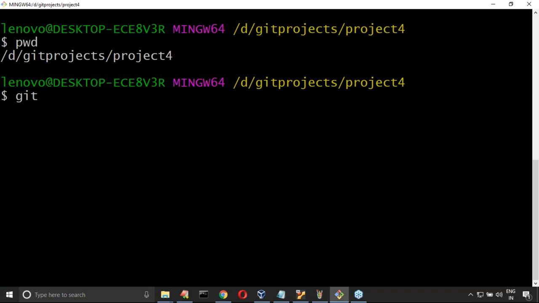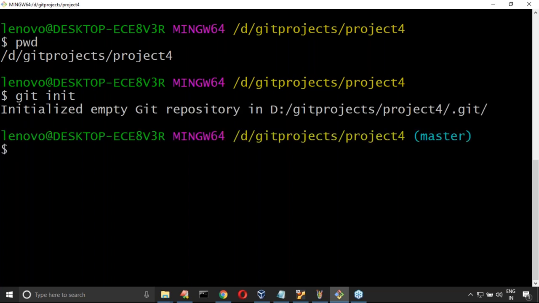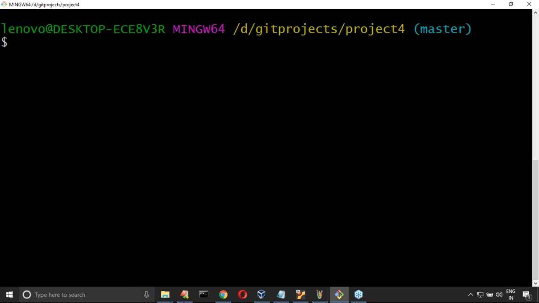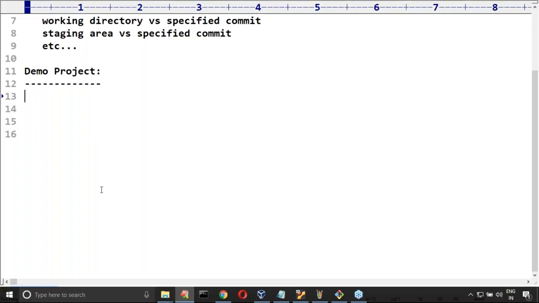Git, what do we have to take here? git init. Git init is the command. Now the local repository is ready, and version control is available for our project4. Now the master branch is also available. In this project4, let me take file1.txt.